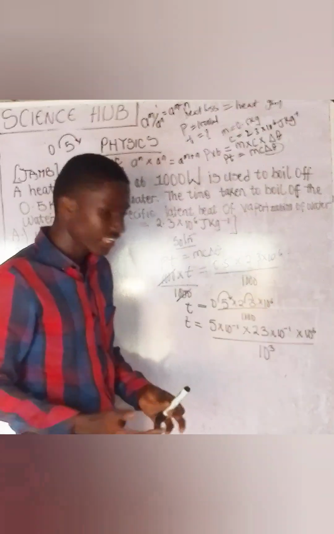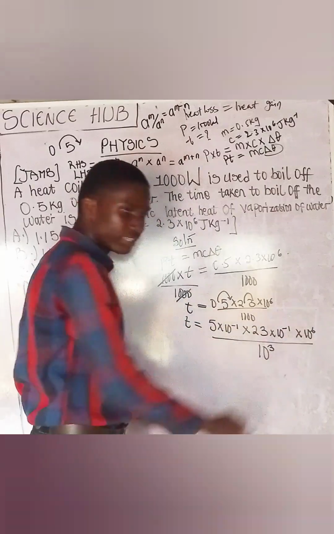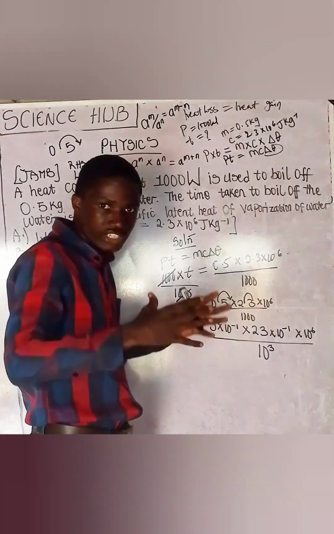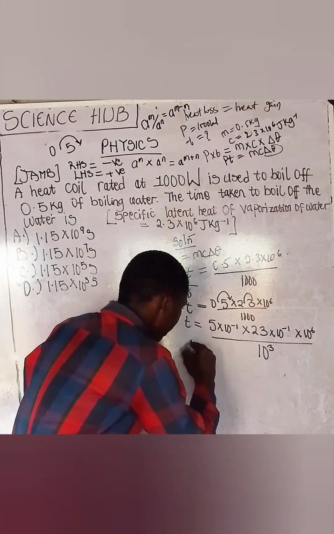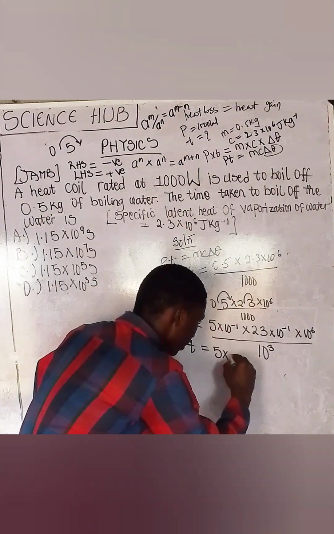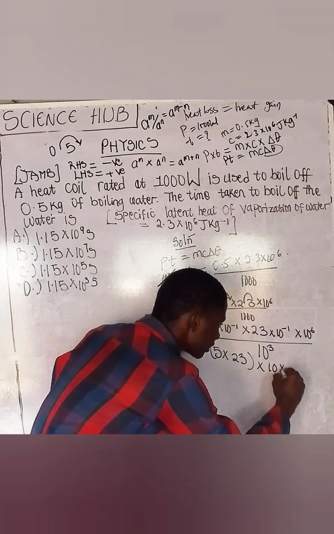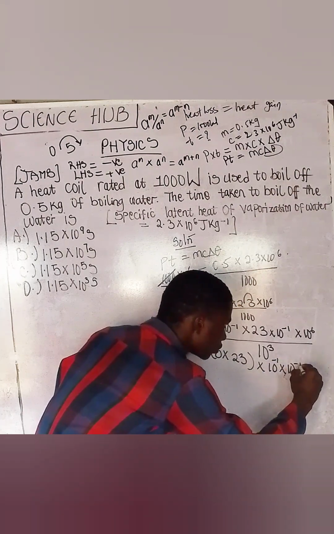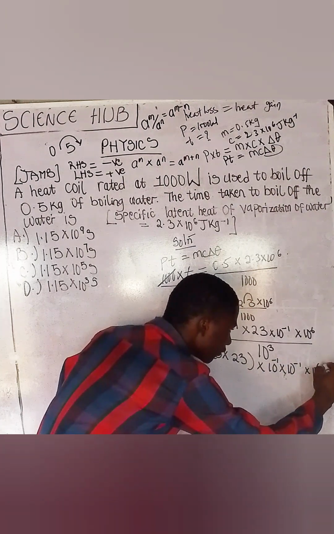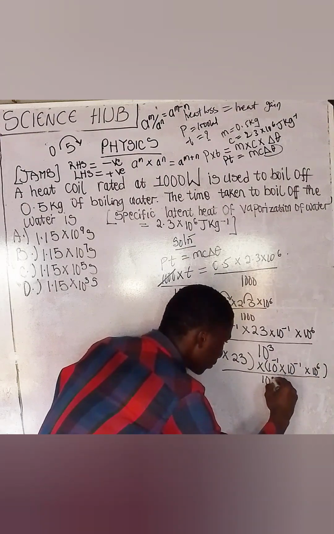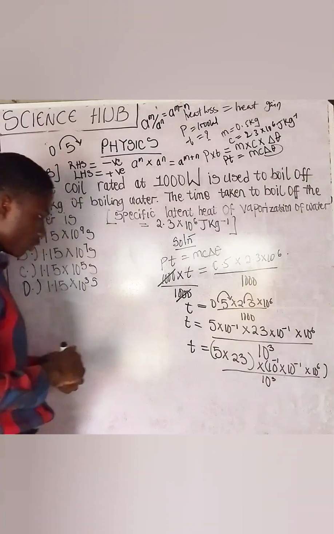Now, let me collect like terms. 10, 10, 10. Yeah, like 5 and 23. Let's just put them like that. Categorize them. Right? So t is equal to 5 times 23 times 10 times 10 minus 1 times 10 raised to the power of 6, all divided by 10 raised to the power of 3. I hope that is clear.